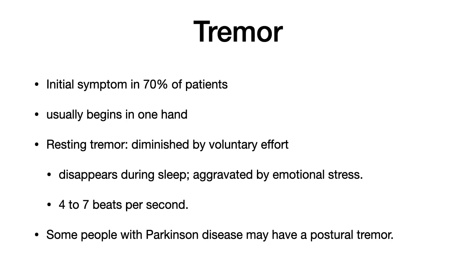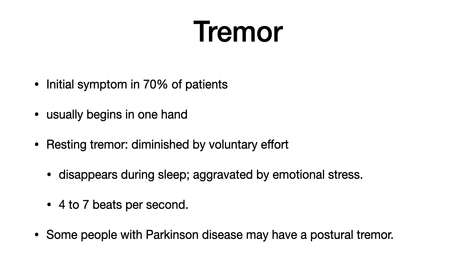Let's first look at tremor. Tremor is the initial symptom in 70% of Parkinson's disease patients. This type of tremor usually begins in one hand. The tremor observed in Parkinson's disease is present at rest, so it is called resting tremor. Resting tremor usually disappears or decreases with movement, and it has a regular rhythm of about 4 to 7 beats per second.